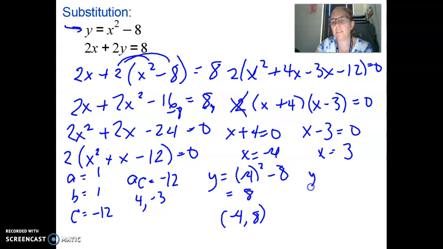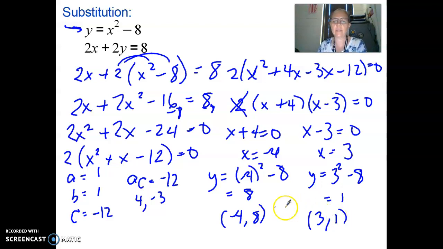All right, now I'm going to do exactly the same thing with 3. I'm going to substitute that in there. 3 squared is 9. 9 minus 8 is 1. So I get the point 3, 1. So that's the two different answers to my equations, -4, 8, and 3, 1.